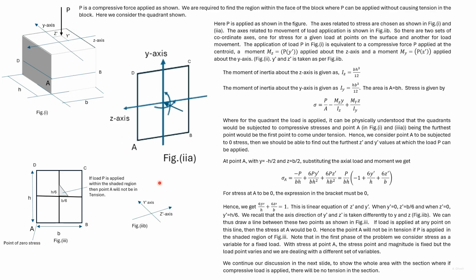So we take y dash and z dash axes, which relate to the position of P as shown in figure 2b. So we have two sets of coordinate axes.